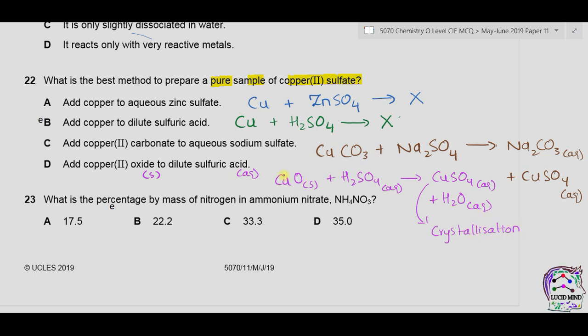Also we can use copper oxide in excess so that sulfuric acid does not remain, and the excess copper oxide can be removed by the filtration process, so we can obtain pure copper sulfate. The correct answer is therefore D.